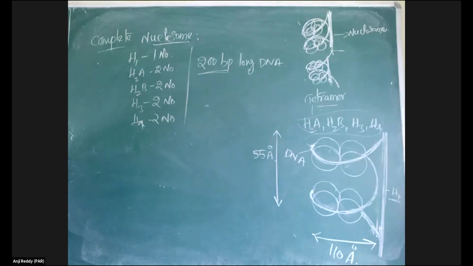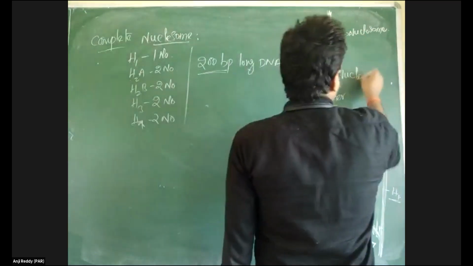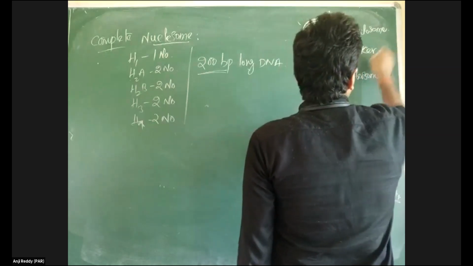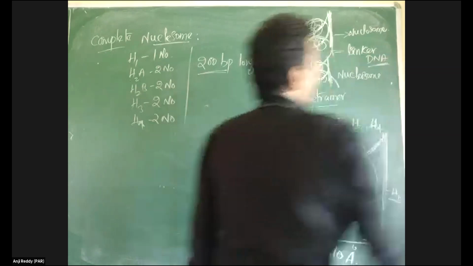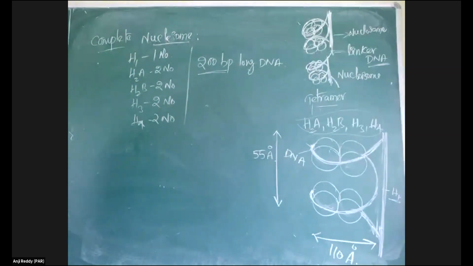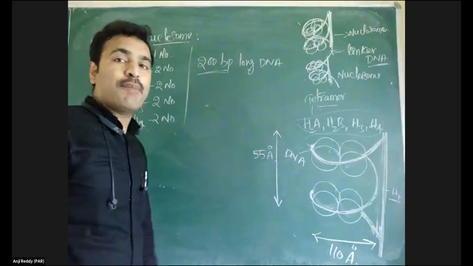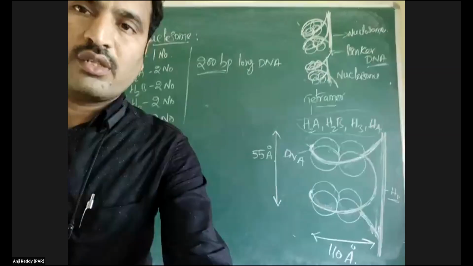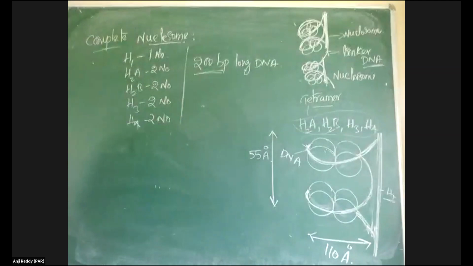Clear? What is present between 2 nucleosomes? This is one nucleosome, this is another nucleosome. Between the 2 nucleosomes, there is a DNA called linker DNA. That linker DNA is 54 base pairs long. Okay. Note down the notes. Write the notes for this. Then we'll continue.